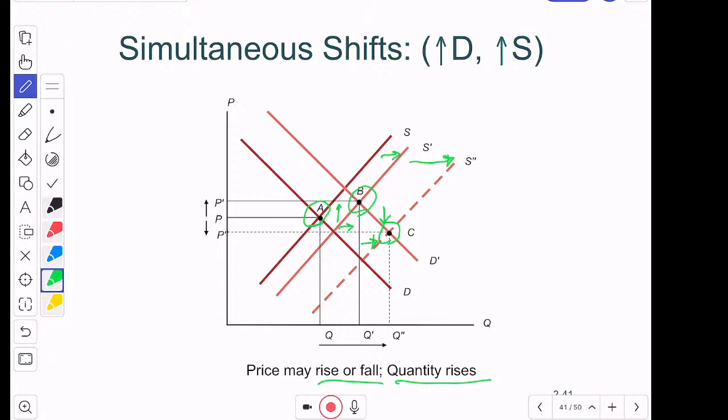So if you have simultaneous shifts, you can be sure that quantity increases if they're both increases, so demand goes up and supply goes up, quantity demanded will increase. But the price, you're not sure if it will rise or fall. It depends on the relative strengths of the shifts.